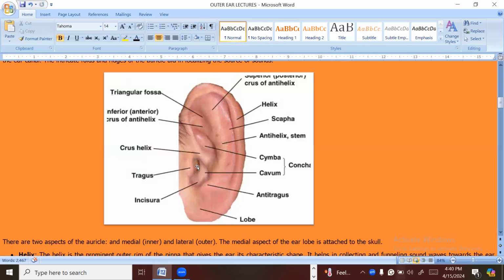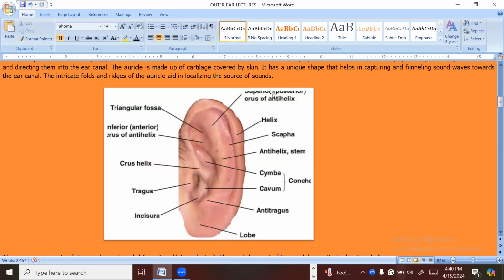Now look, these are the folds. The number one we have here is the superior crus of the antihelix. This is the antihelix. This folding here is the helix. Then looking here, you will see the crus of the antihelix. Then you see the major antihelix. So this is the helix, this is the antihelix, this is the crus of the antihelix, and this is the antihelix proper, or the stem of the antihelix.